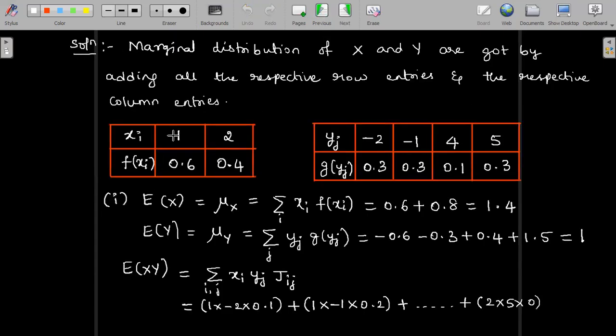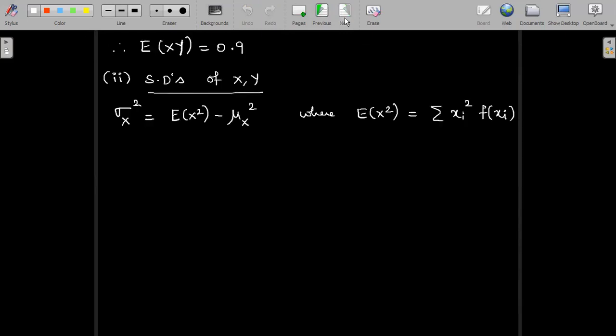So every xi should be squared, multiplied with its probability and added up. So 1 square into 0.6 plus 2 square into 0.4. Correct? That is what we are going to perform here. So we will be getting 1 square into 0.6 is 0.6, 2 square is 4, 4 into 0.4 is 1.6. So here the answer will be 2.2.